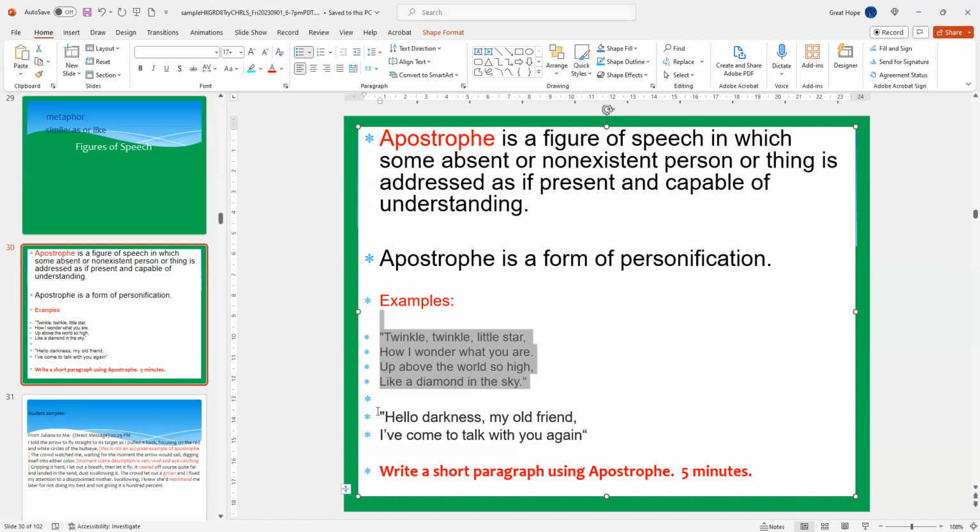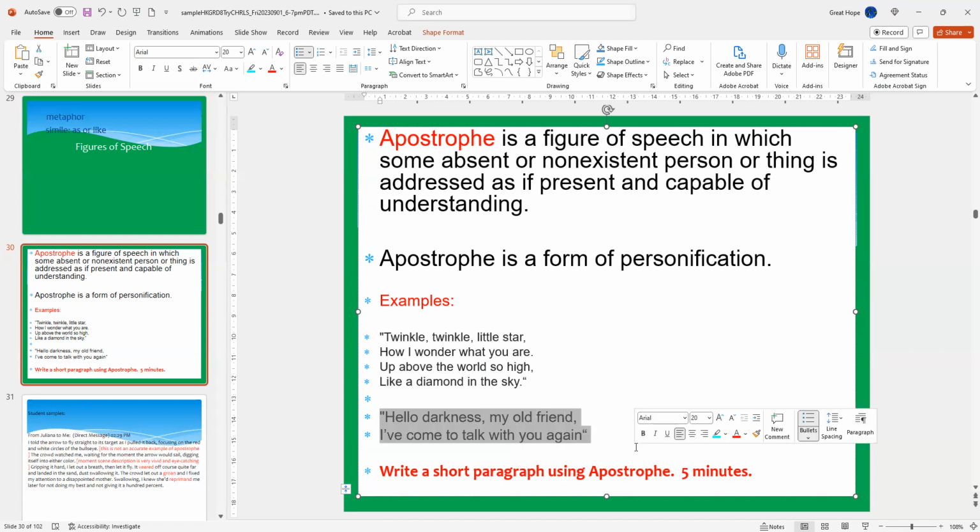Now, the next one: "Hello, darkness, my old friend, I've come to talk with you again." Obviously, darkness is not a person, not a thing, not even an animal, so it cannot talk with us. But we treat it as a person, a figure. So it's very interesting.